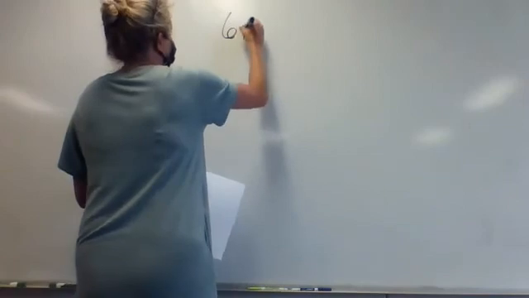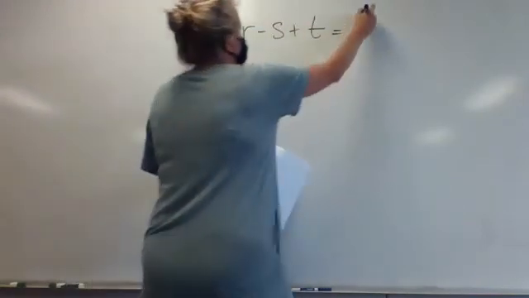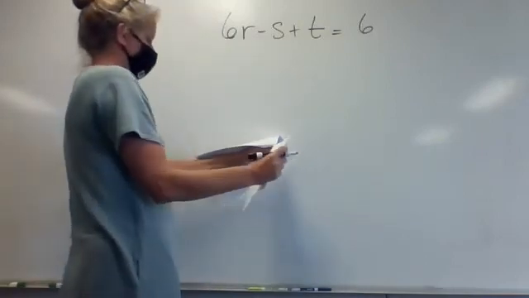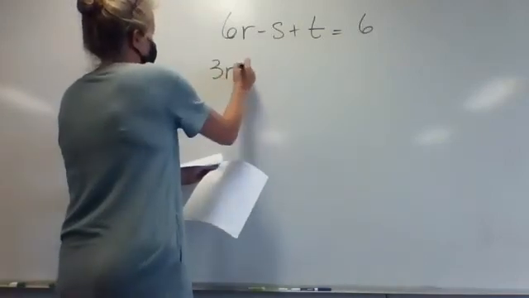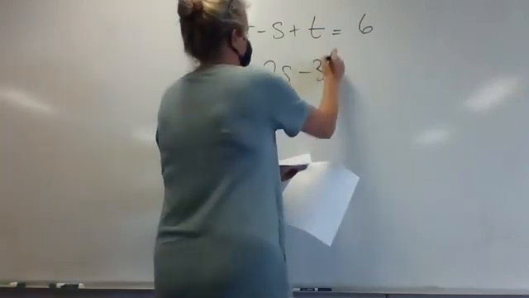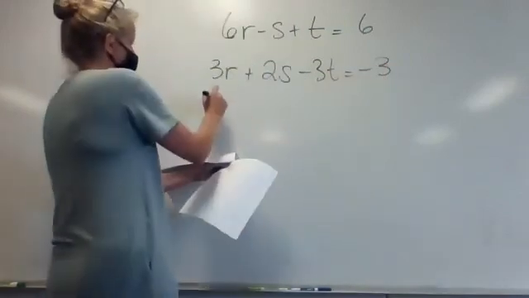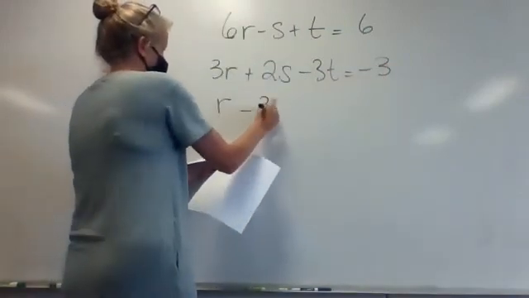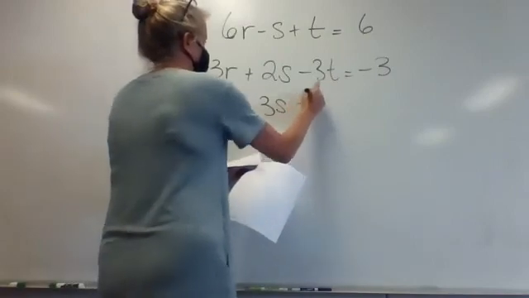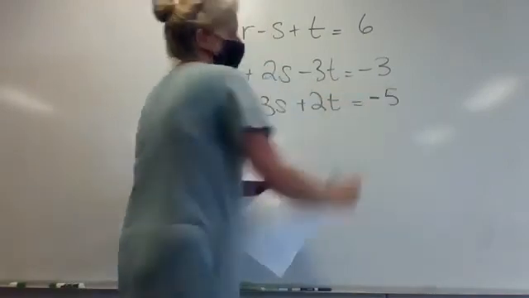6R minus S plus T equals 6. 3R plus 2S minus 3T equals -3, and R minus 3S plus 2T equals -5.